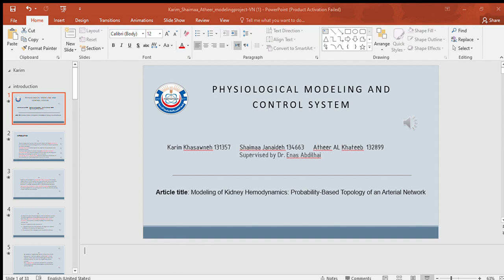And these are the graphs for the network topology. The left graph is the relation between the daughter vessel diameter and the parent vessel diameter. The graph on the right is the relation between the vessel diameter and the vessel length.